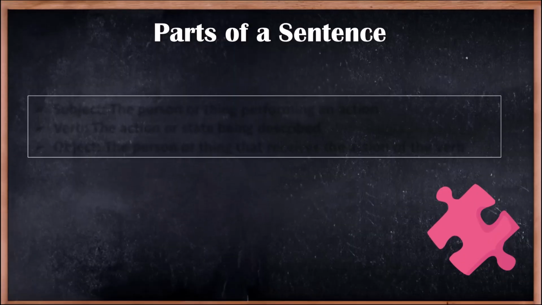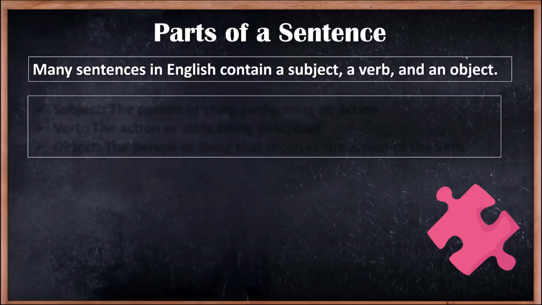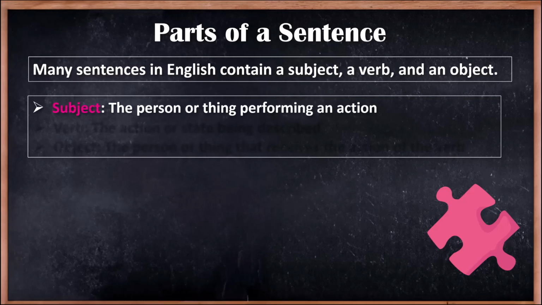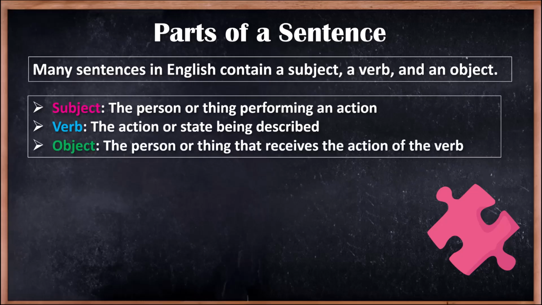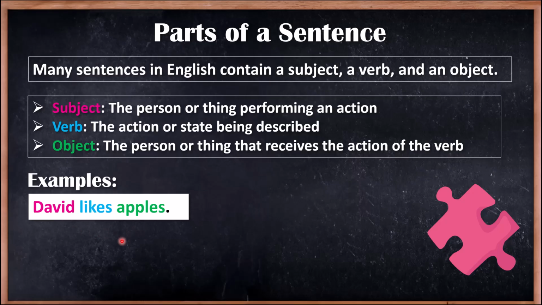First, let's talk about different parts of a sentence. Many sentences in English contain a subject, a verb, and an object. The subject is the person or thing performing an action. A verb is the action or state being described. And the object is the person or thing that receives the action of the verb. For example, David likes apples. David is the subject. The sentence is about David. Likes is the action. It's the verb. And the object is apples.